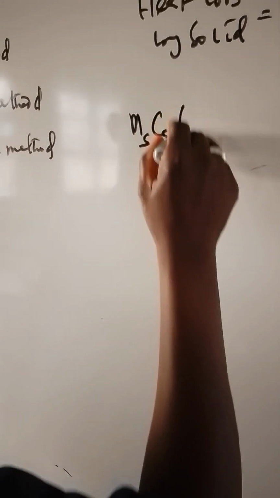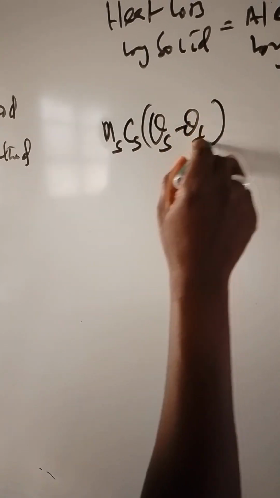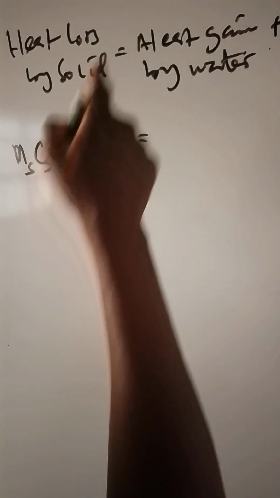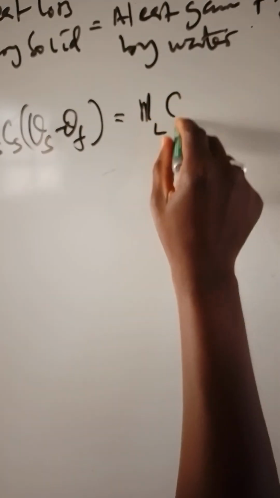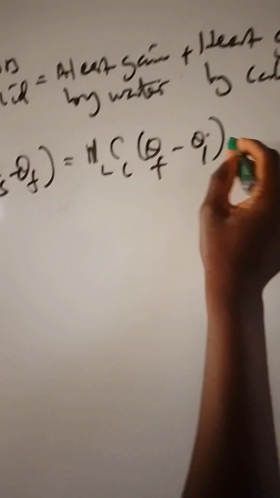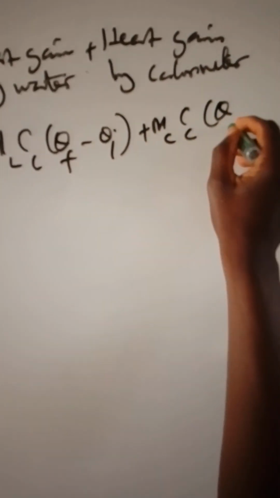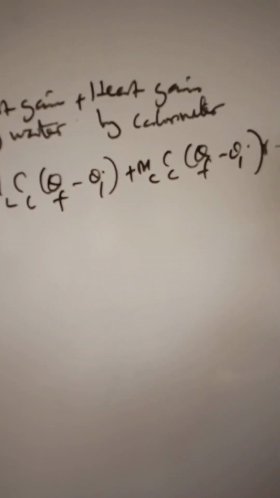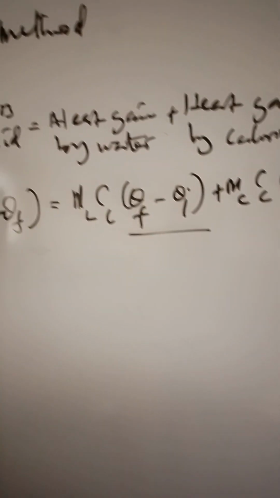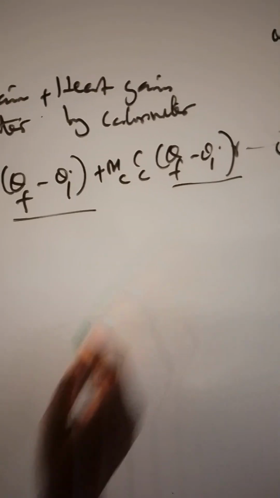The formula is: the heat lost by the solid, which is the same thing as Ms Cs (θs − θf), is equal to the heat gained by water, which is the same thing as Ml Cl (θf − θi), plus the heat gained by the calorimeter, which is Mc Cc (θf − θi). We call this equation 1. If you observe, the (θf − θi) terms are the same.